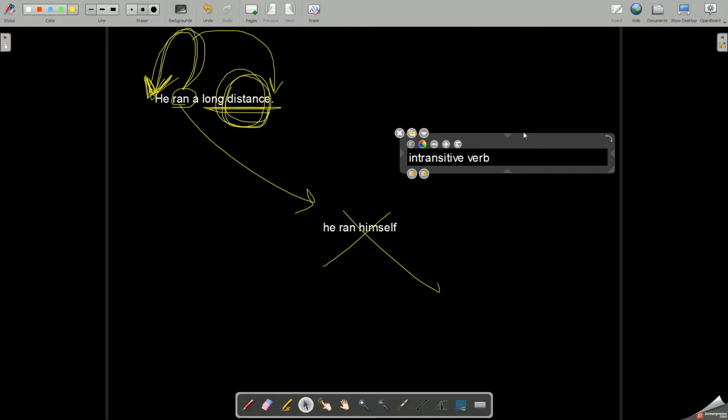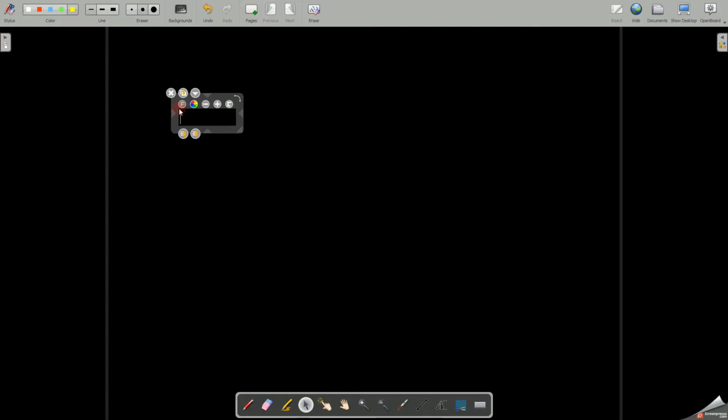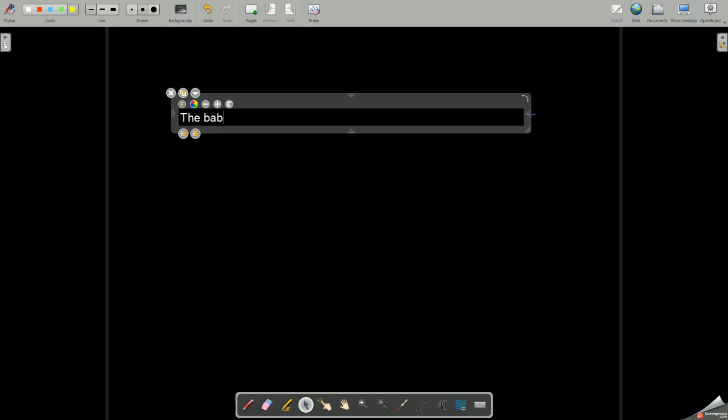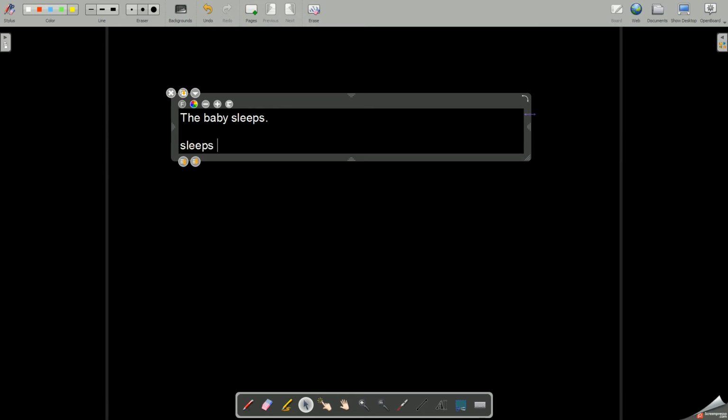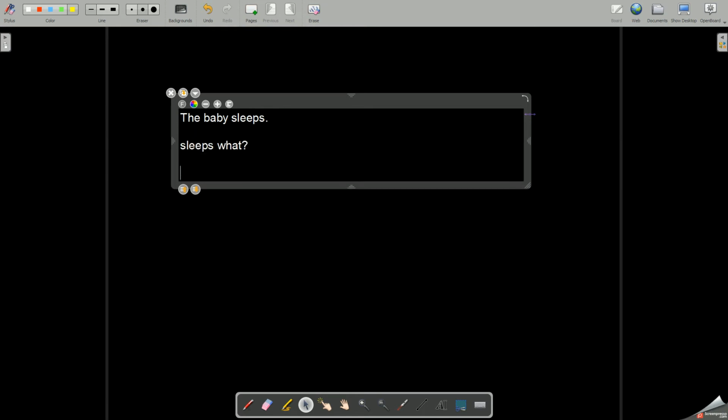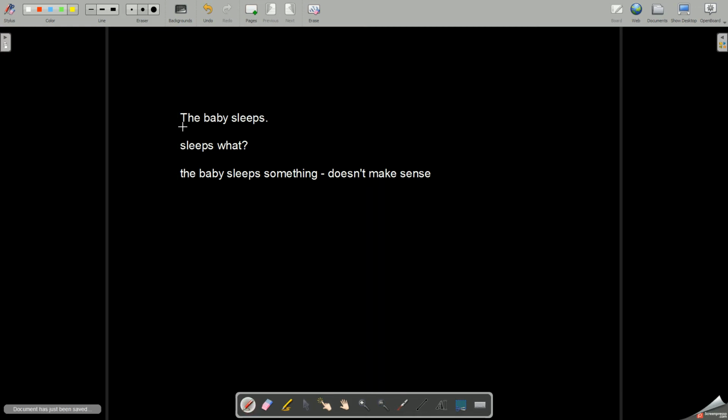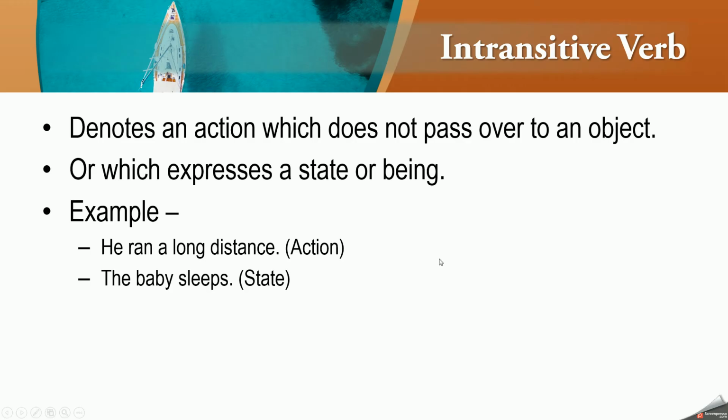The baby sleeps. I say the baby sleeps. If I answer the question sleeps what, or the baby sleeps something, it doesn't make sense. You cannot sleep something, right? So the baby sleeps, that means this word sleeps is applied on the baby itself, hence it is an intransitive verb.